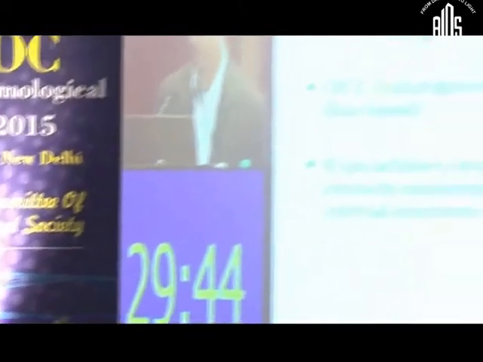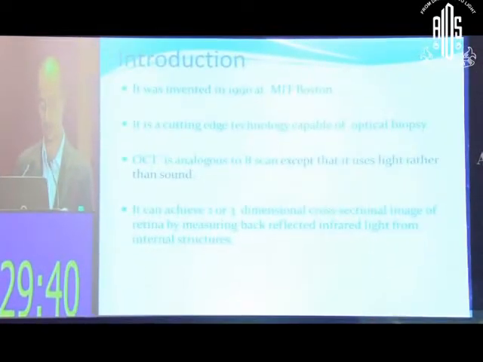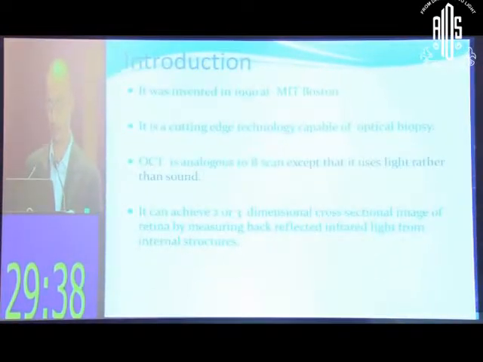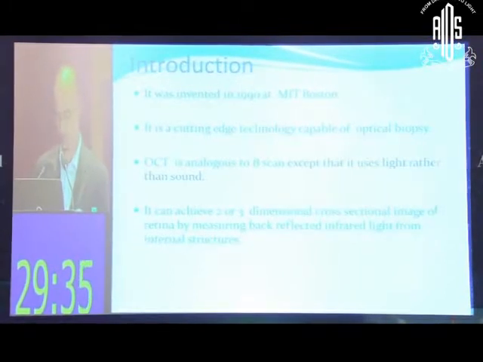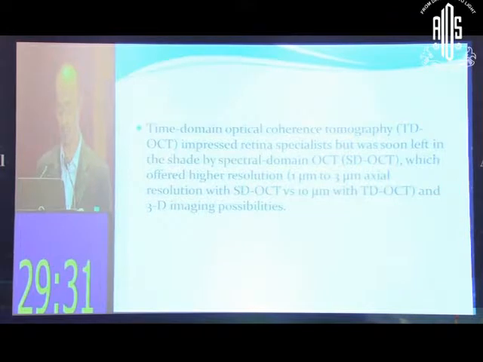So I'll just give you a brief introduction about the OCT before we move on to the clinical scenarios. It was first invented in 1990 at MIT Boston. It's a cutting edge technology which is capable of optical biopsy, and it is analogous to B-scan. The B-scan uses sound and this one uses light. It can achieve 2 or 3 dimensional cross-sectional images of the retina by measuring the back reflected infrared light from the internal structures. So these are the different types of OCT machines.